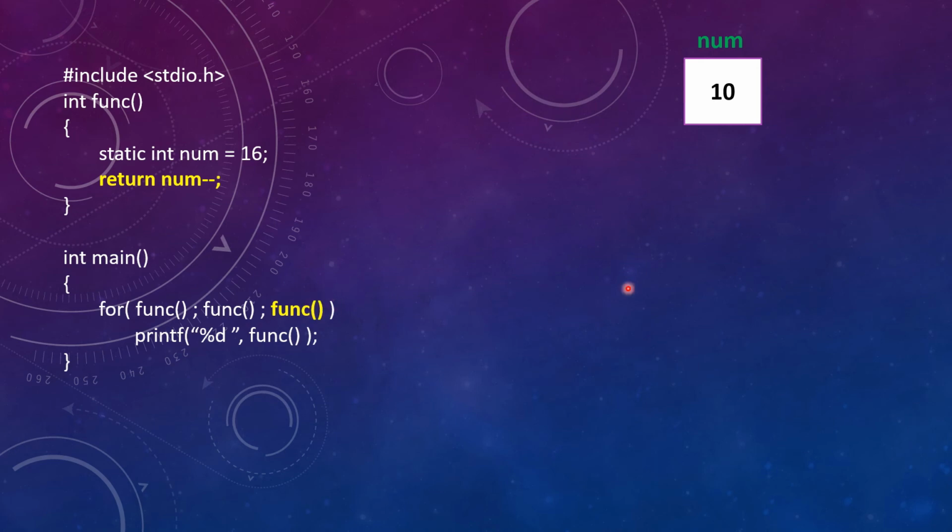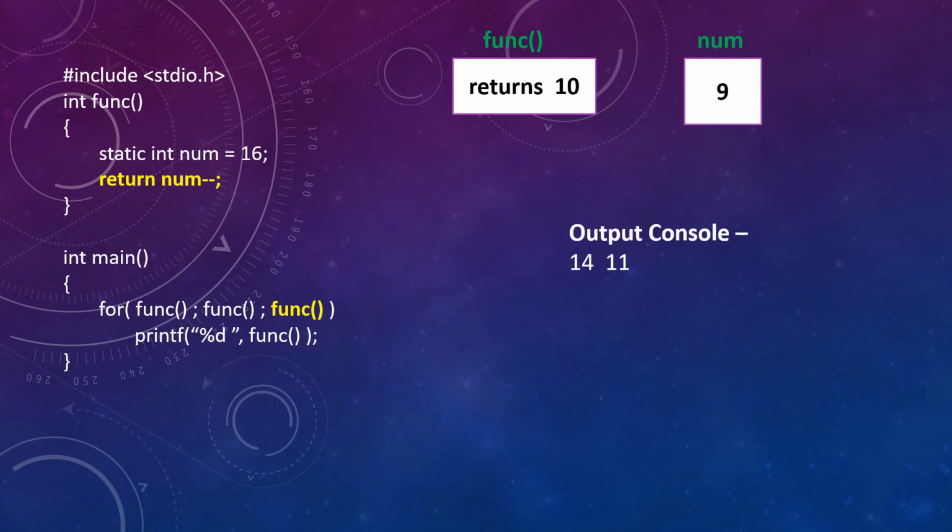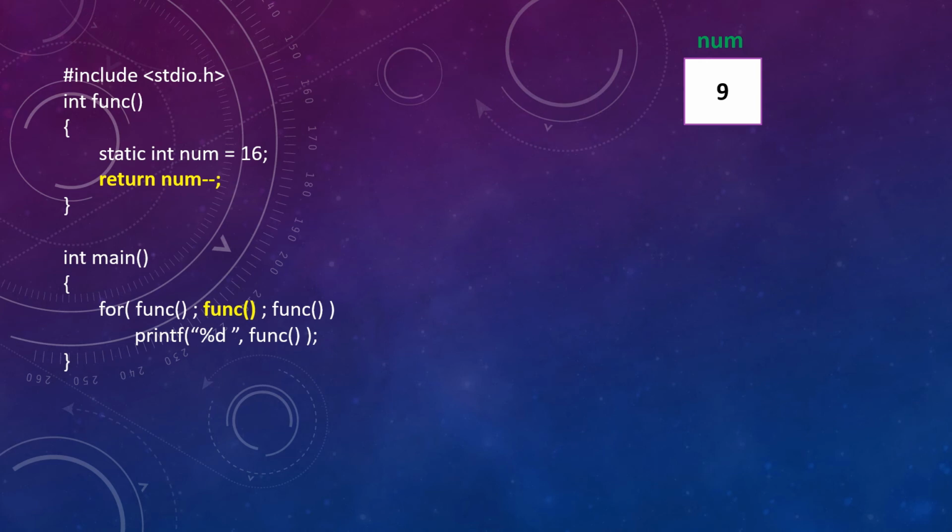So now again a function call happens, and again we will return 10 and the value is decremented to 9. Okay, so nothing happens, our output console is still the same. Now we'll move on to the condition check. So in the condition check the function is called again, and again we will return 9 as of now, and the value is decremented by 1, that is 8. Okay, now 9 is a non-zero data, so the condition is accepted again, and then we will move inside the for loop.